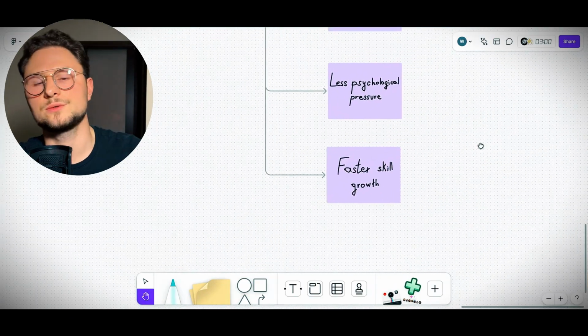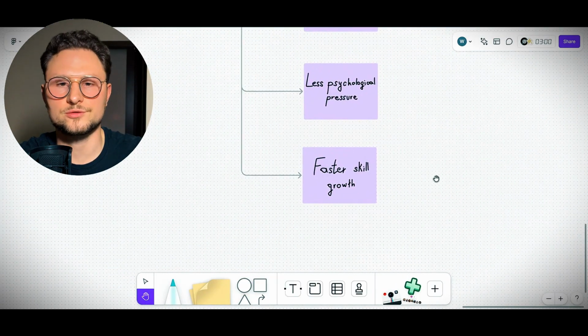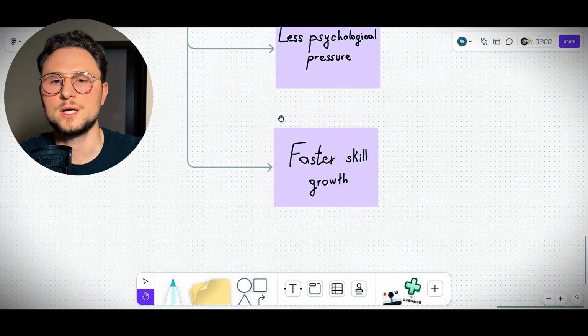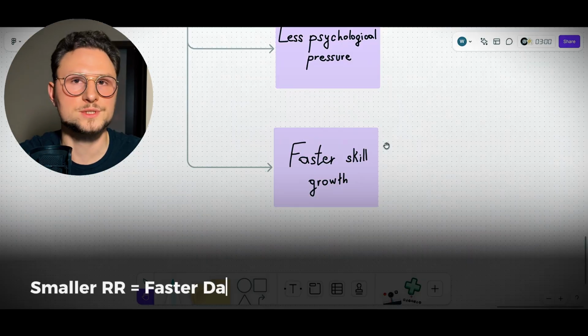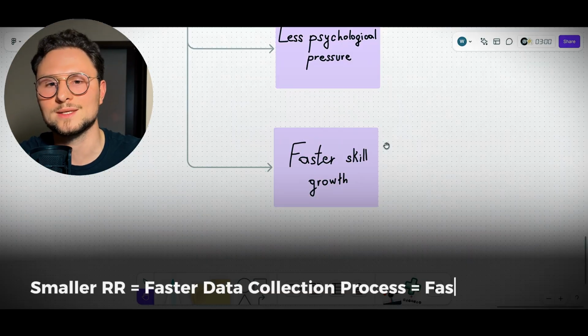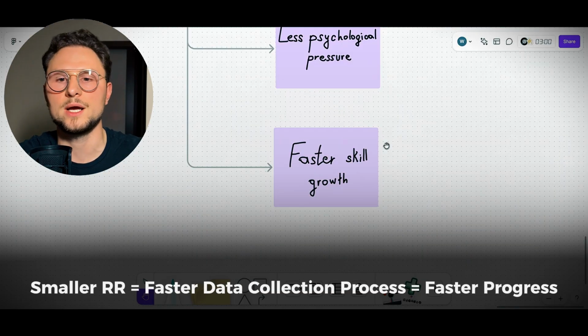Fifth, due to the faster execution of trades, you will make more trades and at the same time gain more statistics, so you will get necessary data faster and improve your trading much sooner.